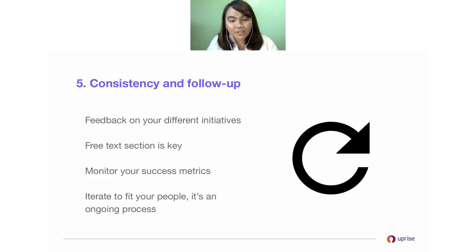Maybe in your pulse survey, you could have a free text section wherein they can share whatever they want about their status within the company or what they would like to see as an initiative from the company. And again, monitor your success metrics. So, what is good usage for you? Make sure that you are monitoring it and know whether you are achieving this, getting this kind of success rate in a particular aspect, such as well-being checks on a quarterly basis. And iterate, this is an ongoing process.